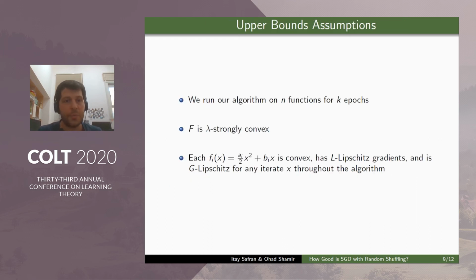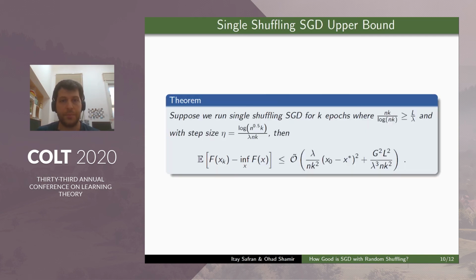Moving on to our upper bounds, we make the following assumptions. We again run our algorithm on n individual functions for k epochs. Again, we assume that our target is lambda strongly convex. And here, to facilitate the analysis, we assume that each individual function is a univariate quadratic. It is convex. It has L-Lipschitz gradients, which is also a common assumption in the literature. And this holds for any iterate x throughout the algorithm.